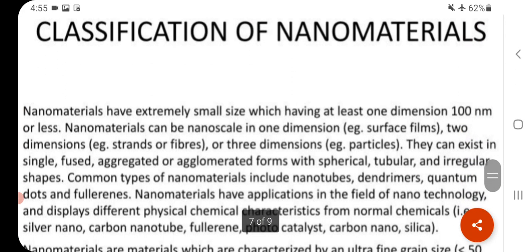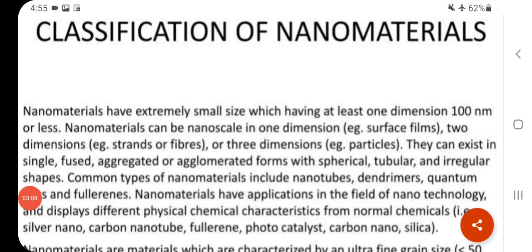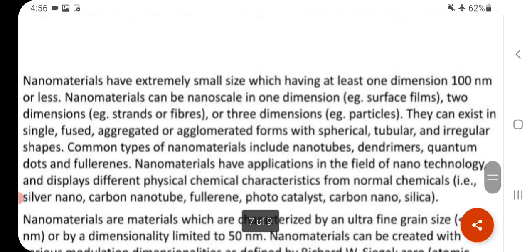Classification of nanomaterials. Nanomaterials have extremely small size, having at least one dimension of 100 nanometers or less. Nanomaterials can be nanoscale in one dimension, two dimensions or three dimensions. They can exist in single, fused, aggregated or agglomerated forms with spherical, tubular and irregular shapes. Common types of nanomaterials include nanotubes, dendrimers, quantum dots and fullerenes.